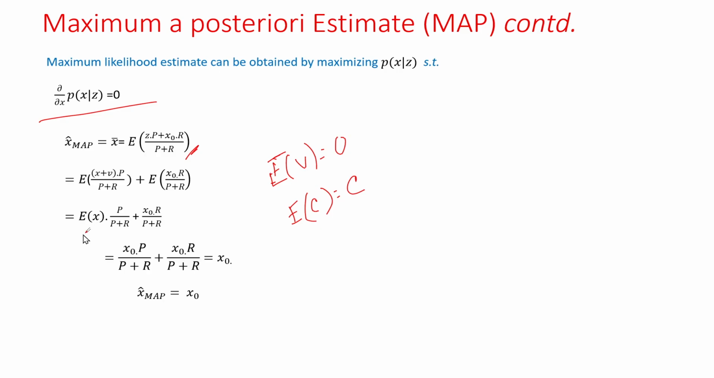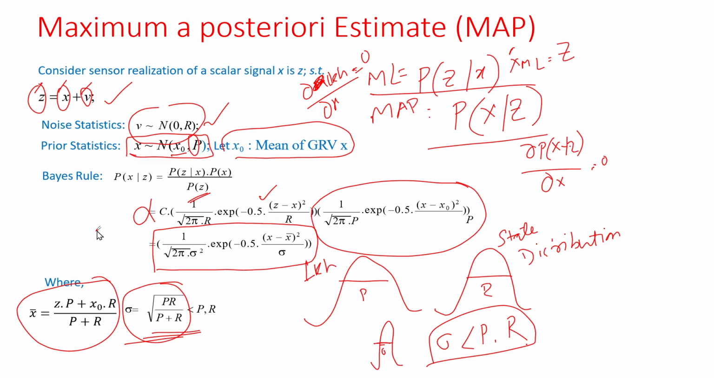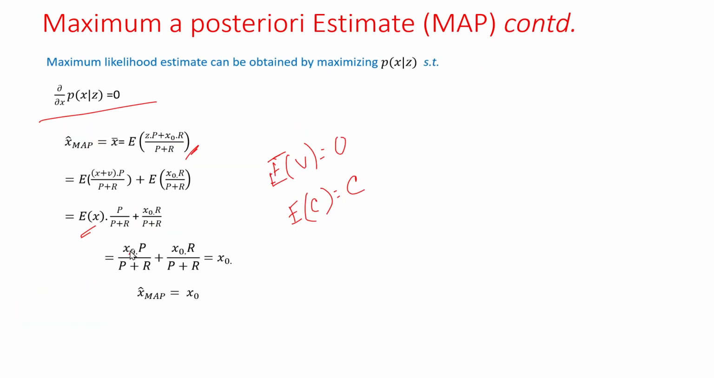Now, expectation of x is what? It is your mean. If you go to the earlier slide, what I said is that the expectation of x is your mean. So, that mean is x 0 into p plus r. So, ultimately, when you simplify, you will get x 0. So, x at MAP is equal to x 0. So, this is your maximum a posteriori estimate.